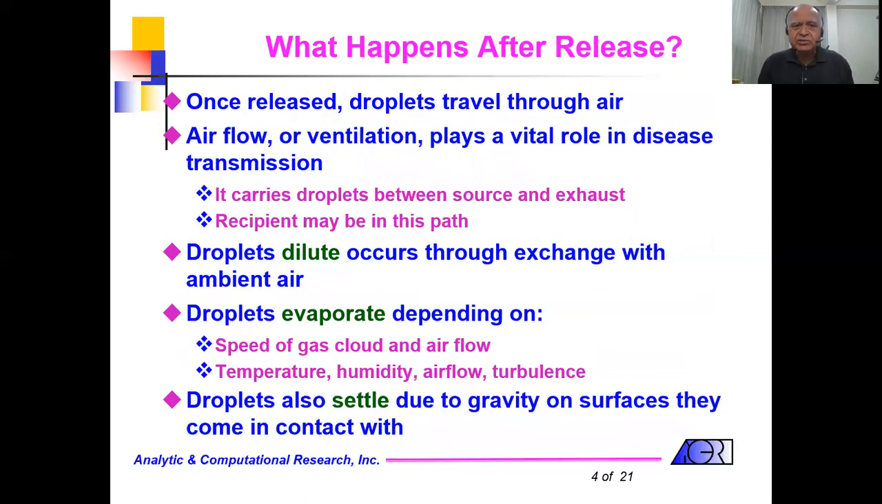So once they're released, what happens? They travel through the air. So the airflow or ventilation plays a very vital role in disease transmission. It carries droplets between the infected person, the source, and the exhaust where the air leaves the area of concern. The recipient may be somewhere in this path. The droplets do dilute through exchange with the ambient air, and they evaporate depending on the speed of the gas cloud, airflow, temperature, humidity, and all those things. Droplets also settle due to gravity on surfaces that they come in contact with.